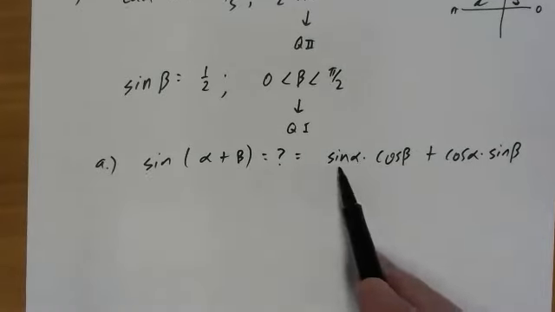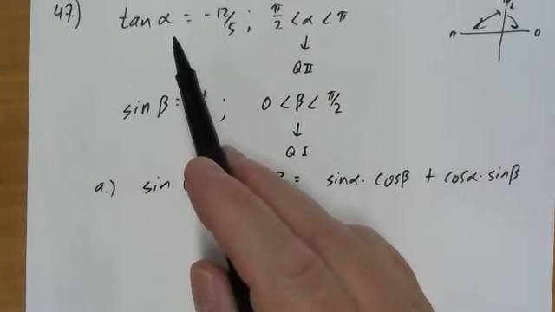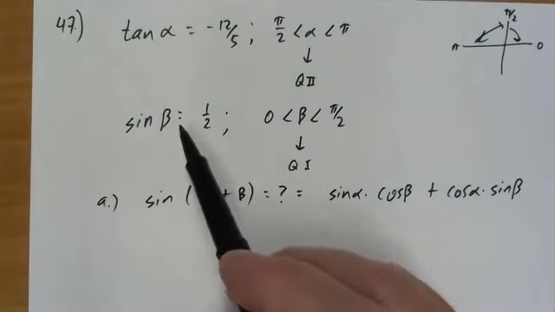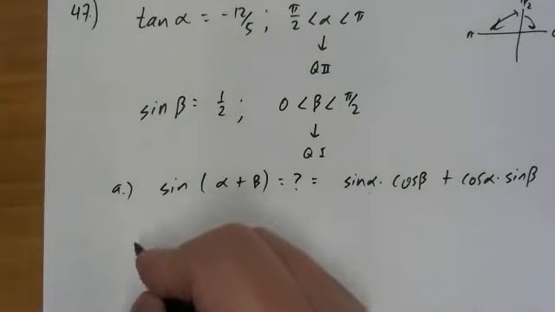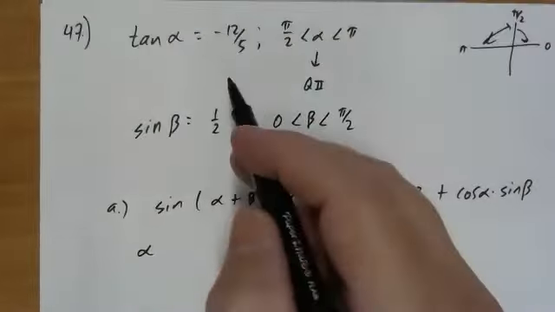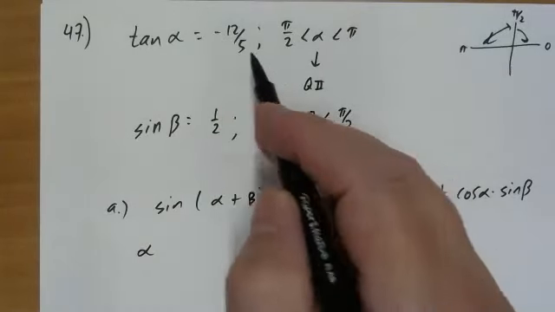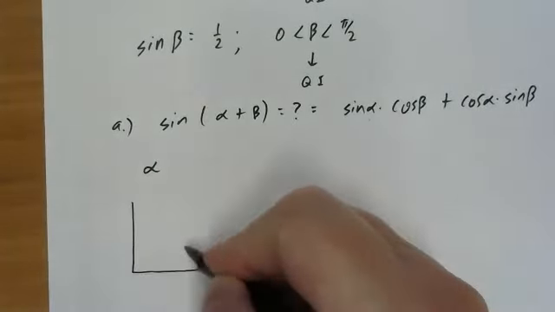So in order to figure out the trig functions of these angles, I'm going to take the trig functions they've given me. And for alpha and for beta, what I like to do is create a right triangle that represents these trig functions. Once I've created the right triangles, I can easily figure out the sine and the cosine. So for alpha, negative 12 fifths, I'm really not worried about the negative sign because I know it's quadrant 2. I'm worried about 12 fifths. I need to use that to create my right triangle.